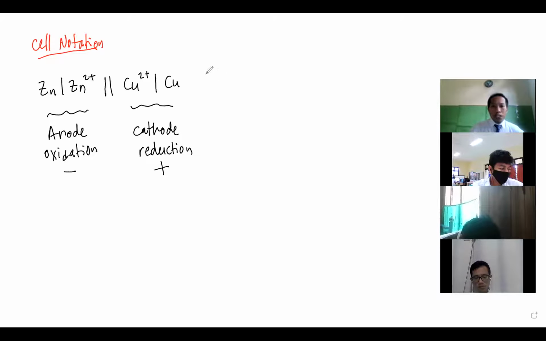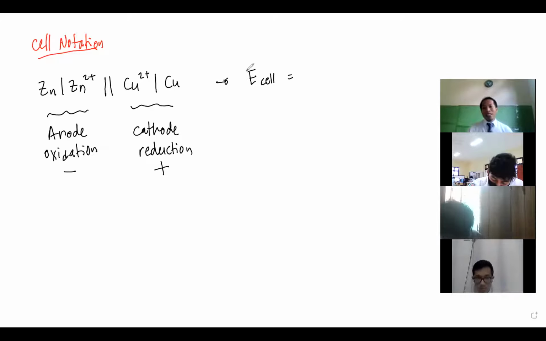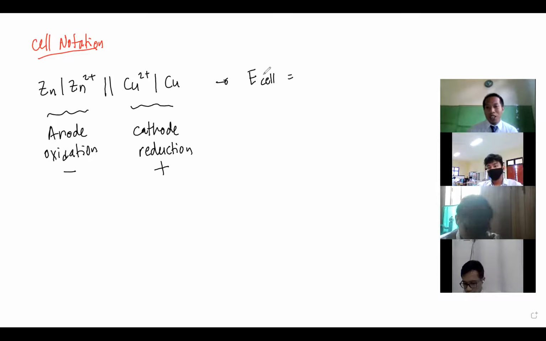From this cell notation, we can calculate the E cell. E cell means the electromotive force, or voltase in bahasa Indonesia, or voltage in physics. Sometimes you use voltage or electromotive force, EMF. In chemistry, we use E, and we add cell, E cell. For the reaction before, the E cell value is 1.1 volt, as we can see in the volt method.